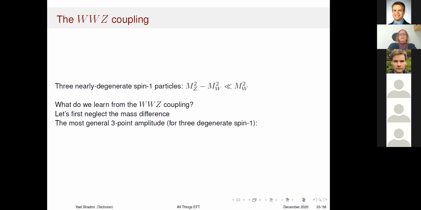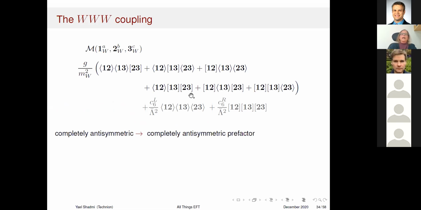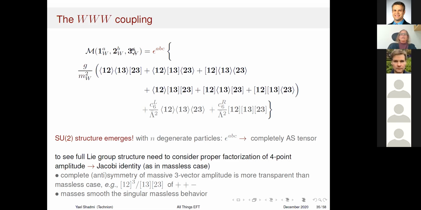So if you neglect the mass difference between them, the most general amplitude that you can write down is this form. And if you look at this, it's completely symmetric under the exchange of 1, 2, and 3. So to write something with the correct statistics, we need to have, I'm sorry, it's completely anti-symmetric. So to get the correct statistics, we need to multiply this by some prefactor that's completely anti-symmetric. So therefore, we have to have an epsilon ABC here. So you see that the SU2 structure emerges completely automatically.